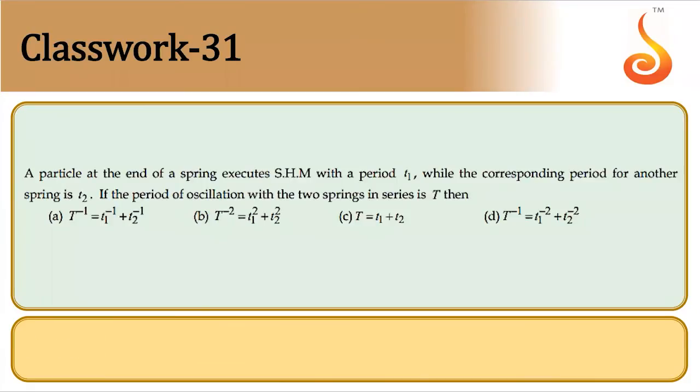A particle at the end of a spring executes SHM with a period T1, while for another spring it is T2. If the period of oscillation with the two springs in series is T, then T to the power minus 1 equals T1 to the power minus 1 plus T2 to the power minus 1. T to the power minus 2 equals T1 square plus T2 square. T equals T1 plus T2. T to the power minus 1 equals T1 to the power minus 2 plus T2 to the power minus 2.